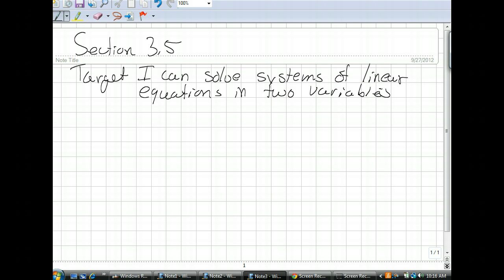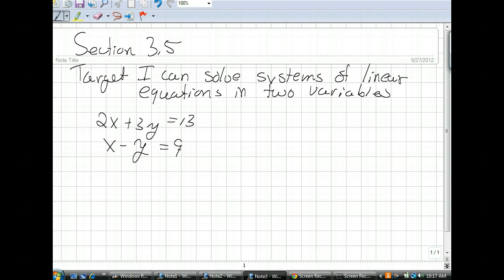Okay, so the type of thing that we're looking at would be something like this. 2x plus 3y equals 13, and x minus y equals 9. So that is an example of a system of two equations in two variables.